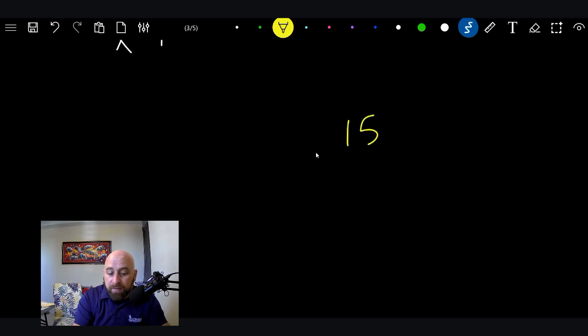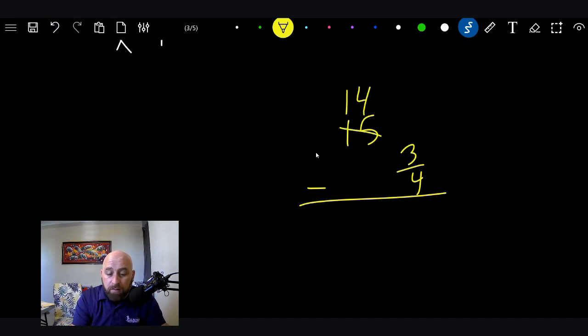If we had 15 minus 3/4, how did we do that? Do you remember? We had to turn this into a fraction. We had to borrow this down to a 14, and then we had to make that 4 over 4, right? Okay, now we can subtract it because we turned that into a fraction.